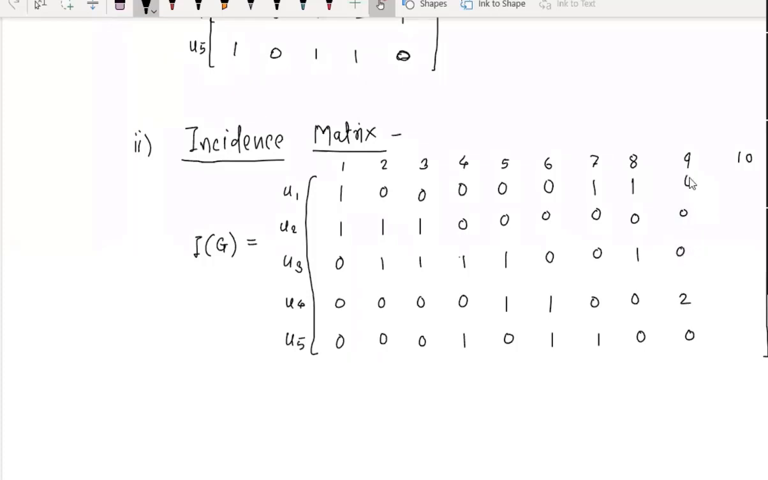Similarly, for U10, U4 will get 2, and the rest of the entries of that column are 0. So this is your incidence matrix. Okay, so like that we can write the incidence matrix and adjacency matrix of the given graph. That means if a graph is given, then from it we can write the matrix. The reverse is also possible.